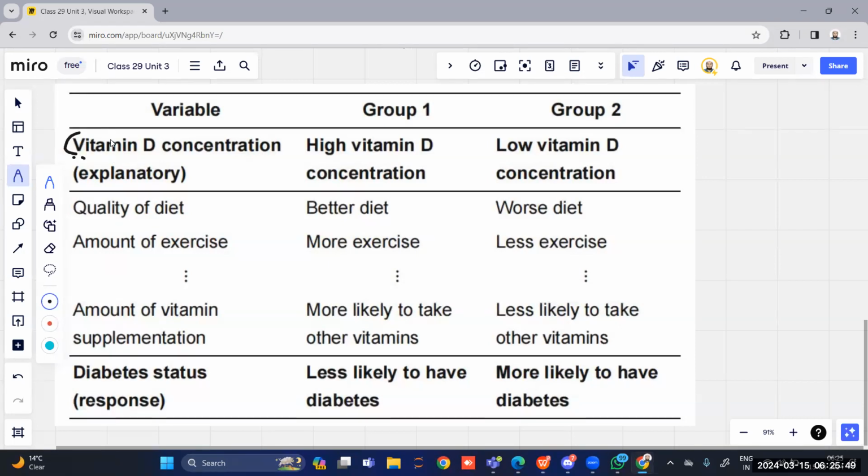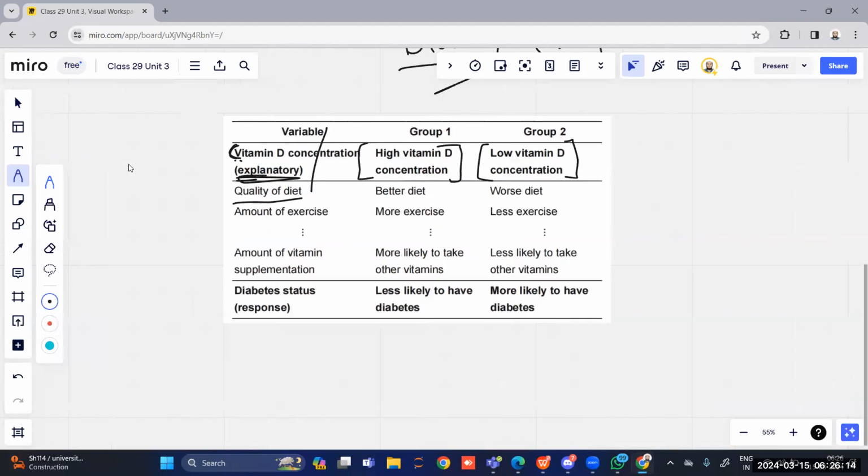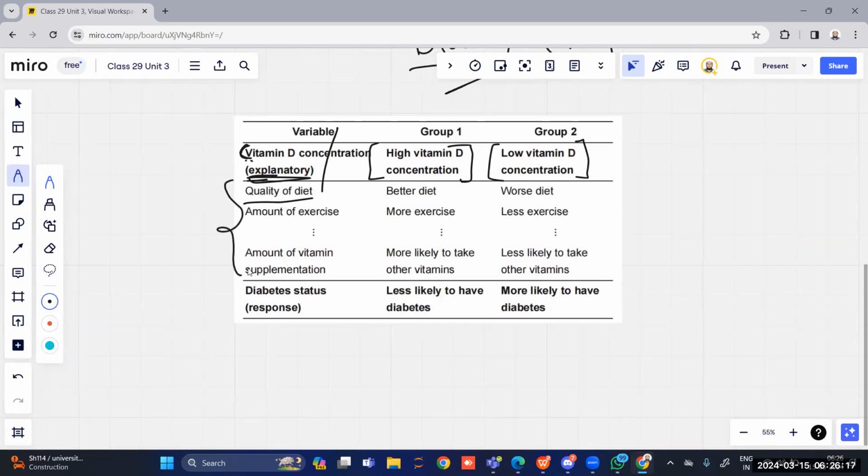So vitamin D concentration, as we know, is an explanatory variable. There are two groups, high vitamin D concentration and low vitamin D concentration. We have distributed into two. Then quality of diet, and we have seen various attributes. See, we are measuring variables of interest of the explanatory variable. These are all the variables of interest of an individual, yes or no?